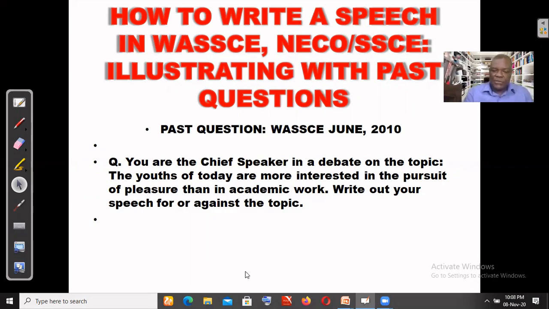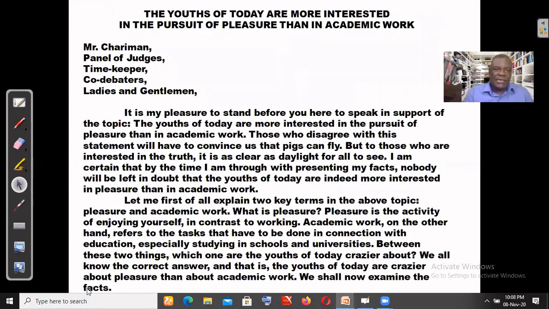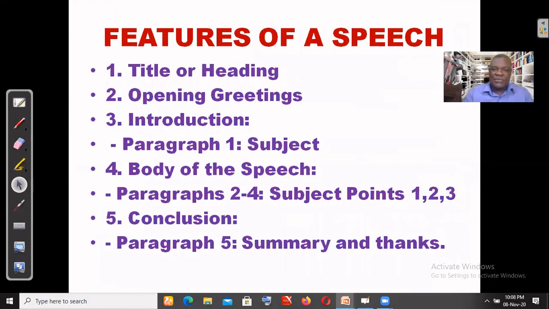Of course, we shall be taking this one after the other, but before we get into answering the questions, I want us to familiarize ourselves with the features of a speech. Every form of writing has its definite structure, and we want to look at it so that when we start explaining how to write the speech, you will know exactly what we are talking about.